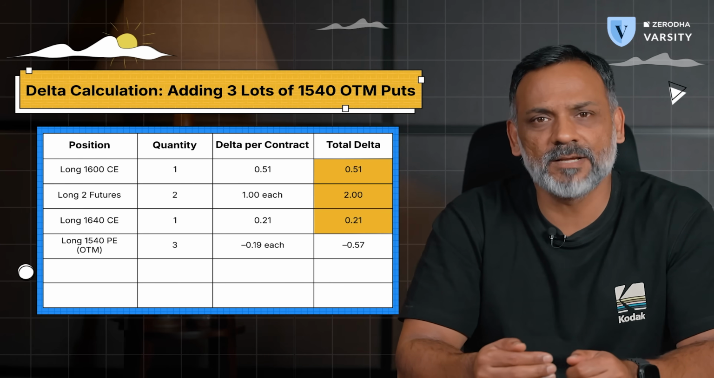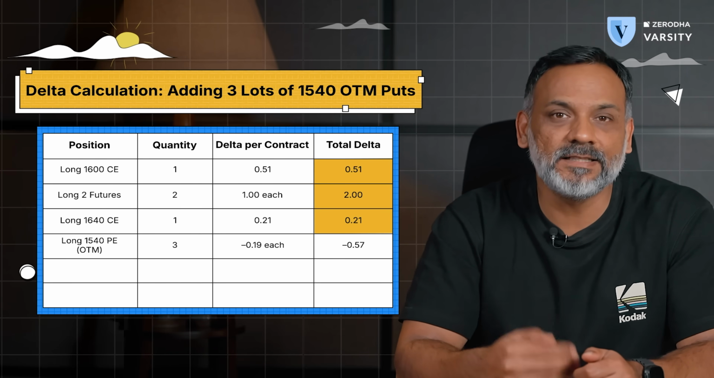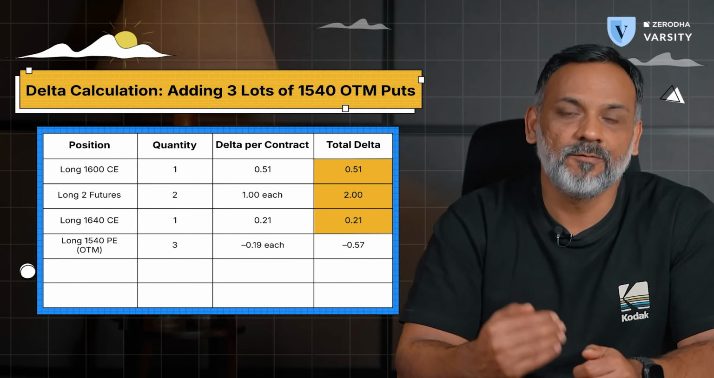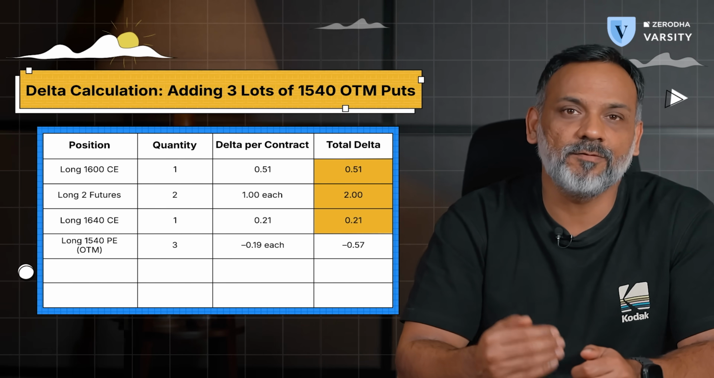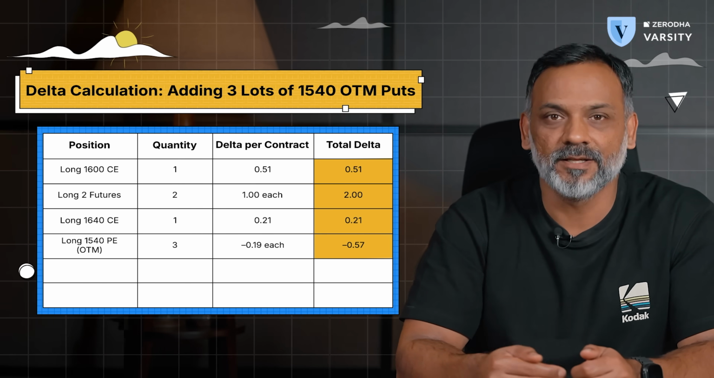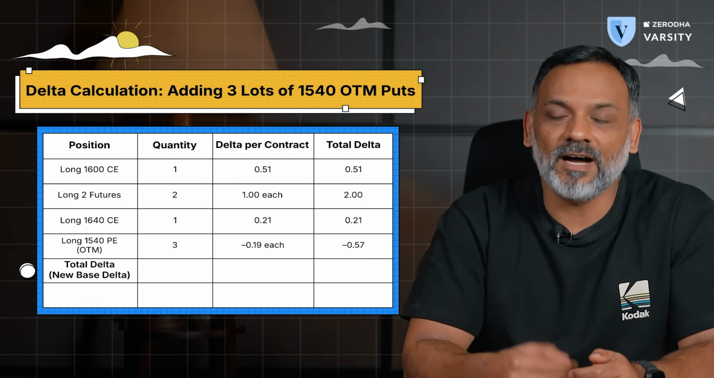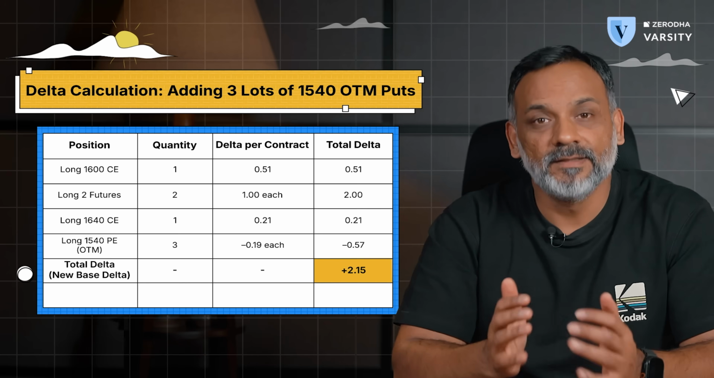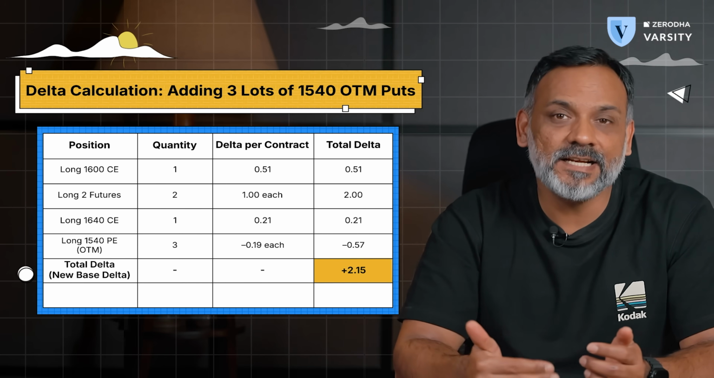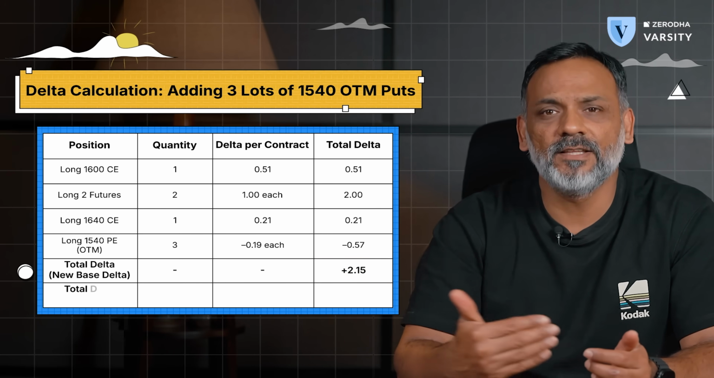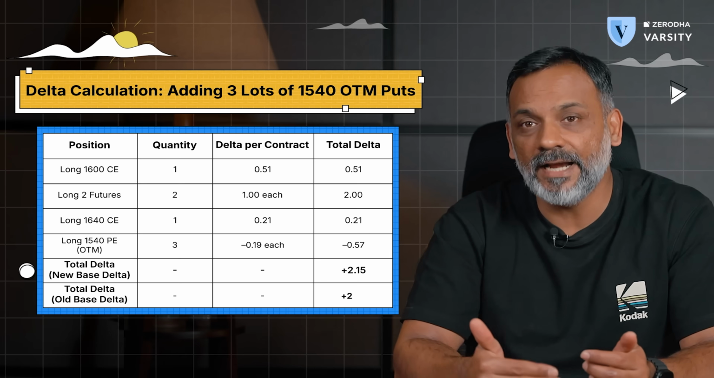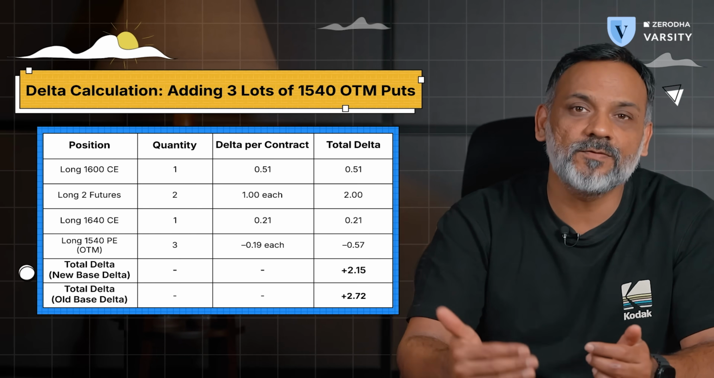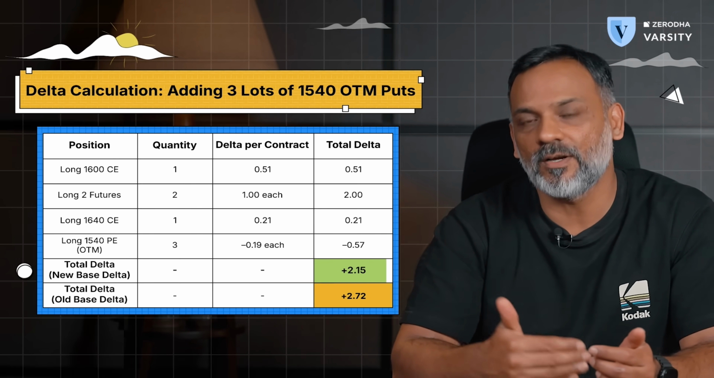To all these existing positions, I'm now adding 3 long put options 1540 with a delta of -0.19 each. Therefore, the new delta after adding up all the deltas is 2.15. This is acceptable since there is no change in the sign and the overall delta even after adding new positions has reduced from 2.72 to 2.15.